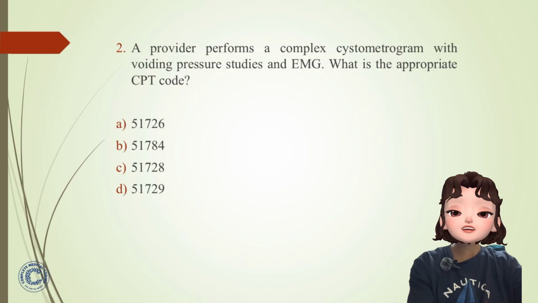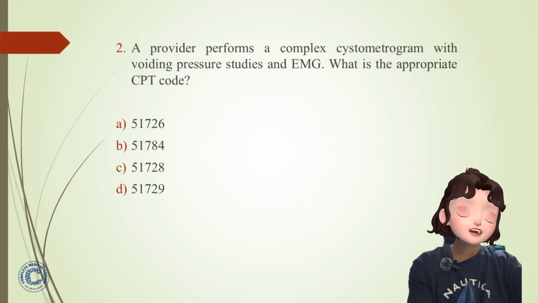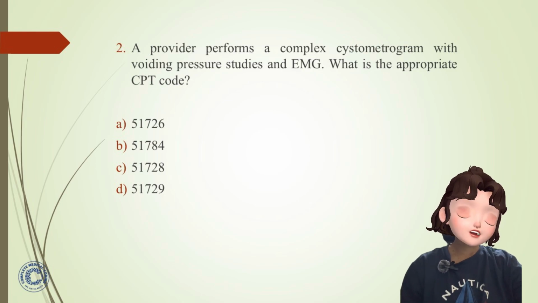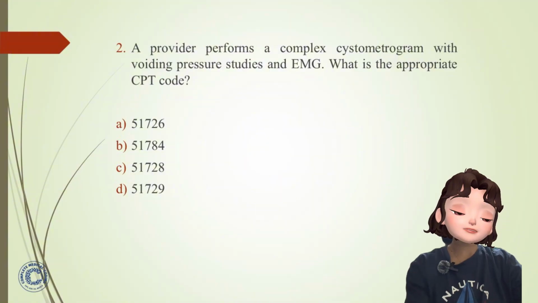So go to option D, 51729. Yes, that's what we need. That is complex cystometrogram with voiding pressure studies and urethral pressure profile studies. That is urethral closure pressure profile, any technique. EMG means electromyography studies, that is the same. Urethral pressure profile studies is EMG itself.